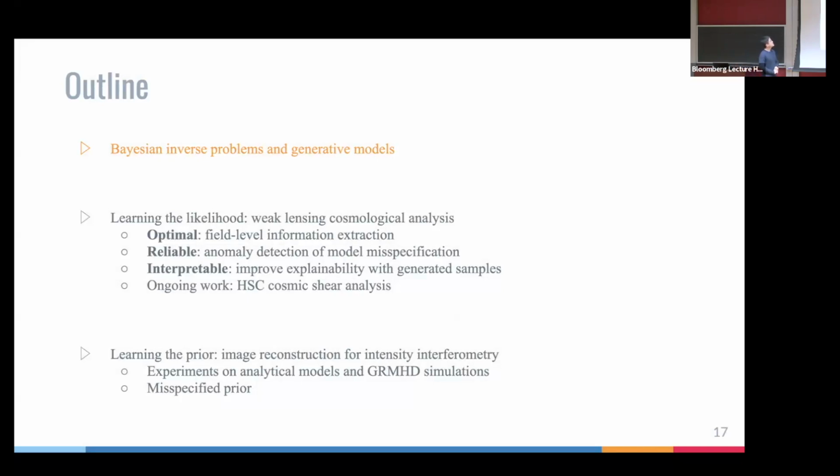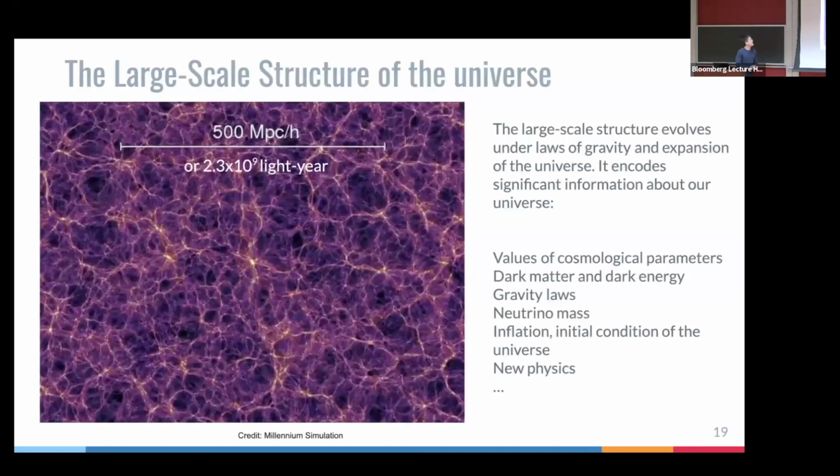Next, I'm going to show you two applications. The first one is in cosmology, where we learn the likelihood function, and we use that for weak lensing analysis. The second example is on image reconstruction from interferometry. We use that to learn the prior of our image and for Bayesian inference. Okay, so I'm going to quickly go over these introductions.